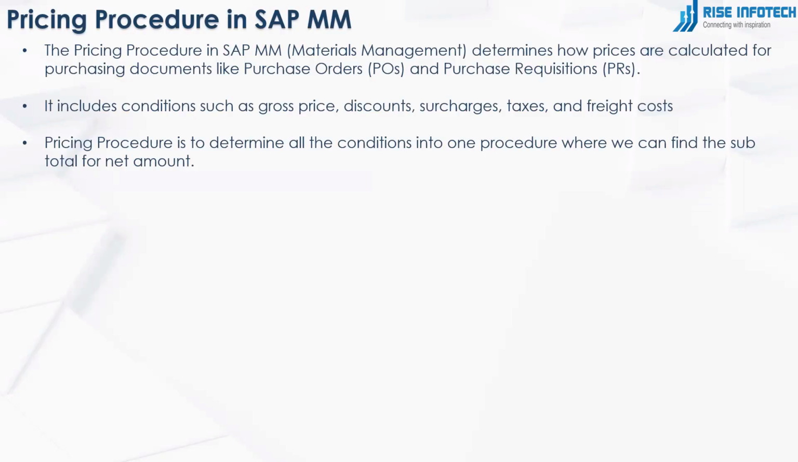So next is pricing procedure. So the pricing procedure in SAP determines how prices are calculated for purchasing documents like POs and PRs. It includes conditions such as price, discounts, surcharges, taxes, and freight cost. So it is used to determine all the conditions into one procedure where we can find the subtotal for the net amount. So in brief, it is the total value of the material which is to be purchased from a vendor. It includes all the cost included for the particular material.